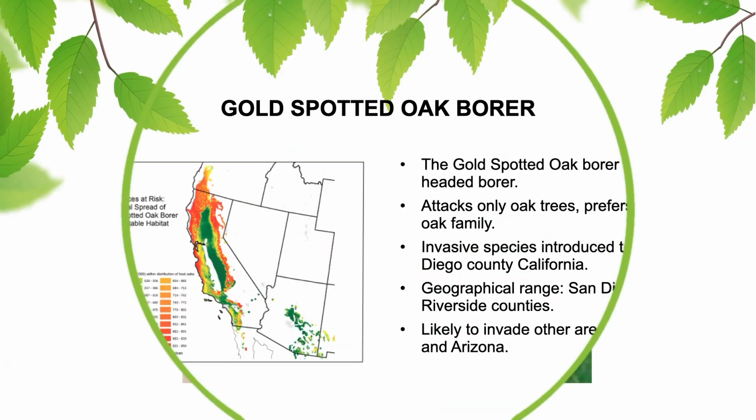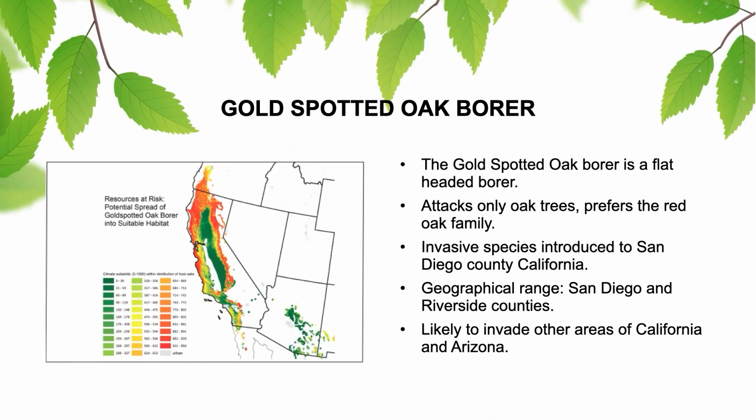Gold-spotted oak borer. The gold-spotted oak borer is a flat-headed borer. It only attacks oak trees and prefers the red oak family. It is an invasive species native to southeastern Arizona and was detected in San Diego County, California in the early 2000s. The geographical range of the gold-spotted oak borer is currently confined to San Diego and Riverside counties. However, it is likely to invade other areas of California in the future. On this map, the yellow areas are moderately suitable, and the orange and red areas are highly suitable climates for gold-spotted oak borer.